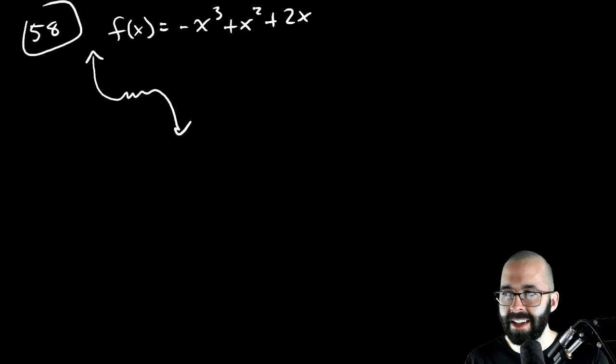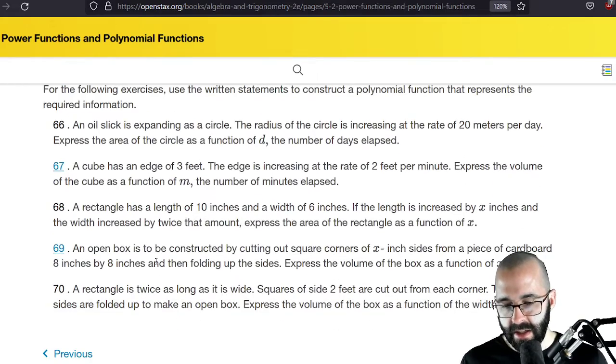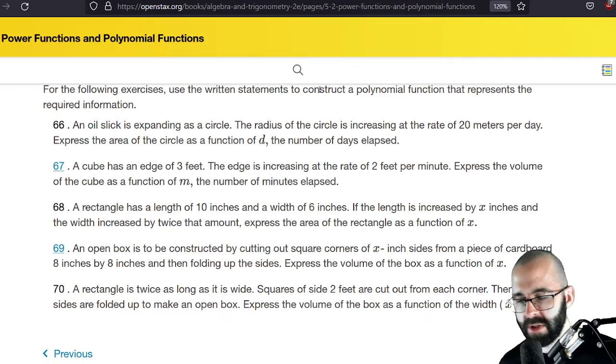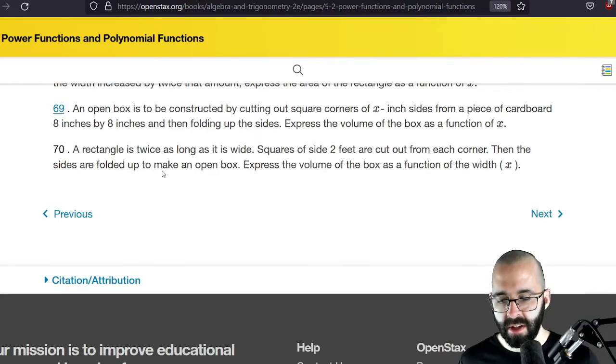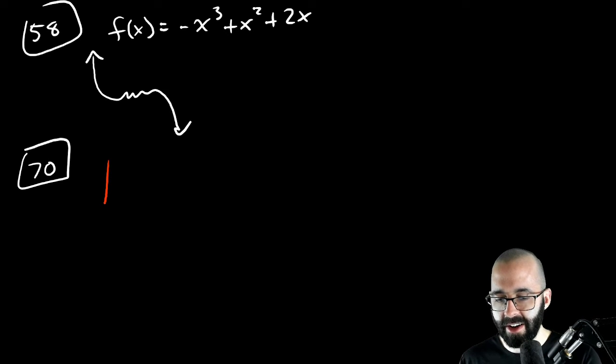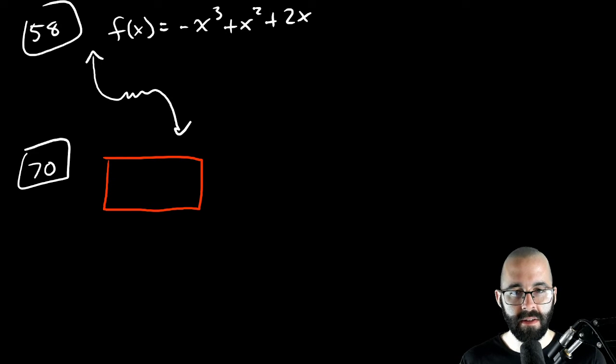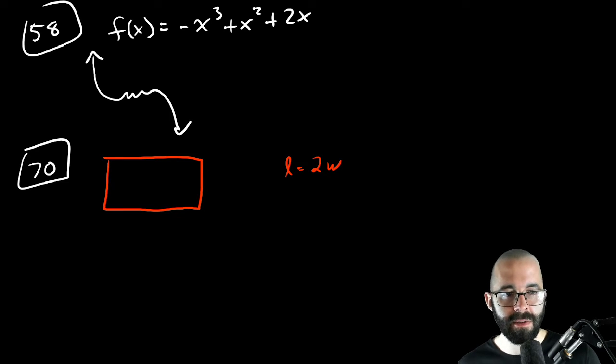All right. Let's do number 70 in this video. An application problem. I know it. Use the written statements to construct a polynomial function that represents the required information. A rectangle. Okay, I only got through 2 words. I know we have a rectangle on our hands here. A rectangle is twice as long as it is wide. The length is twice as long as the width. Okay, take the width, multiply it by 2. That has to be the length.